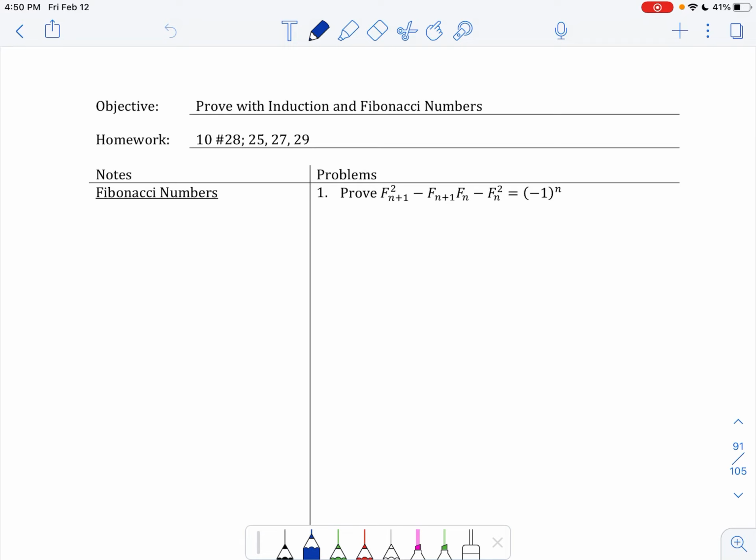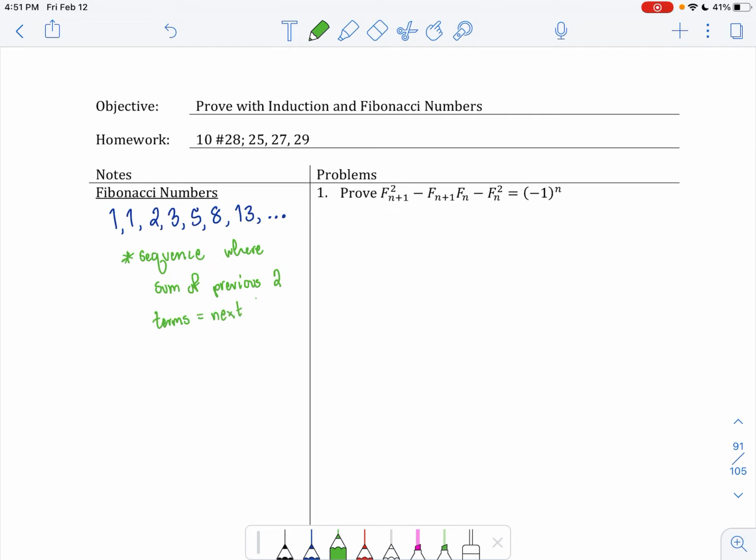So a reminder of what the Fibonacci numbers are. This is a sequence. You might remember it goes 1, 1, 2, 3, 5, 8, 13, and so on. Remember, a sequence is just a list of numbers where the sum of the previous two terms equals the next term. So we start with nothing, 1, another 1. 1 plus 1 is 2, 1 plus 2 is 3, 2 plus 3 is 5, 3 plus 5 is 8, 5 plus 8 is 13. The next term would be 8 plus 13, which is 21, and so on.